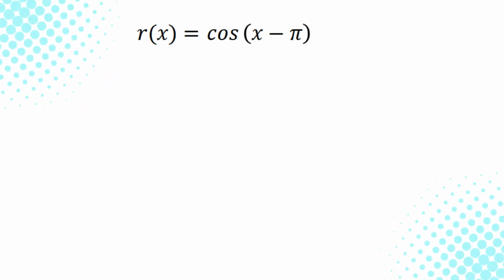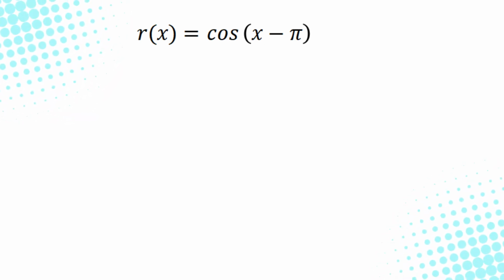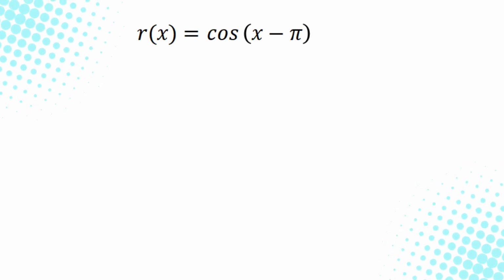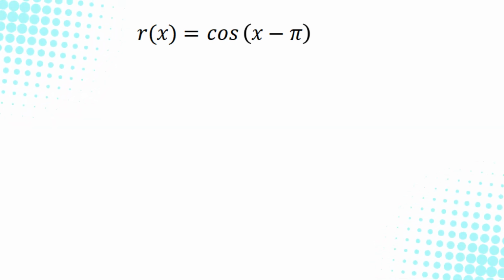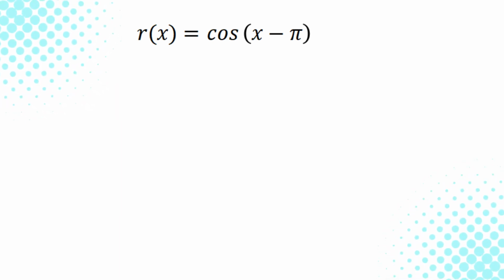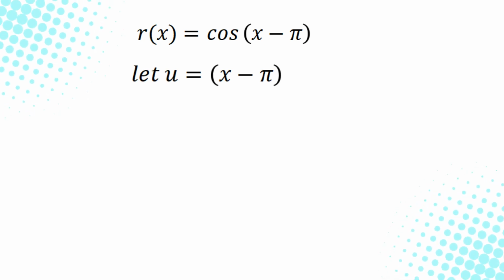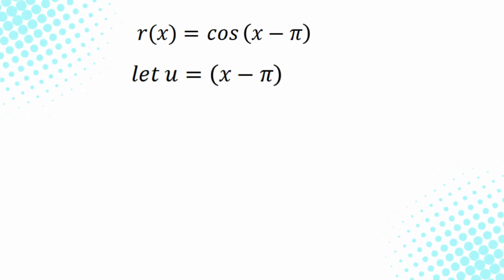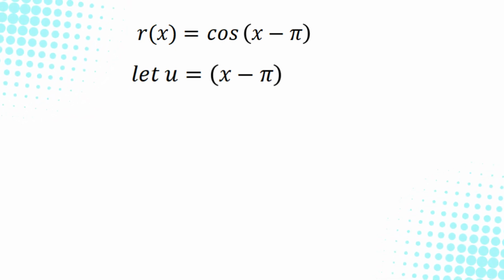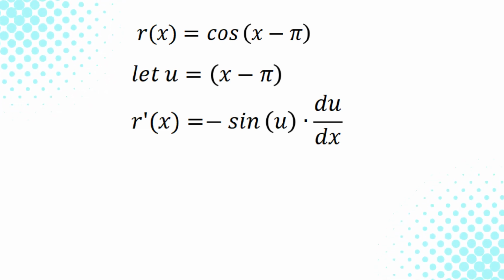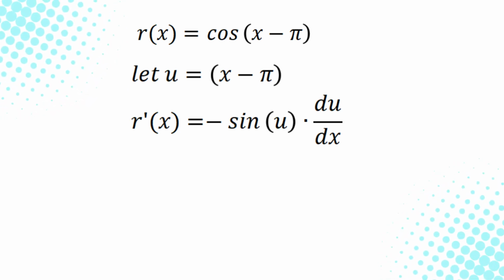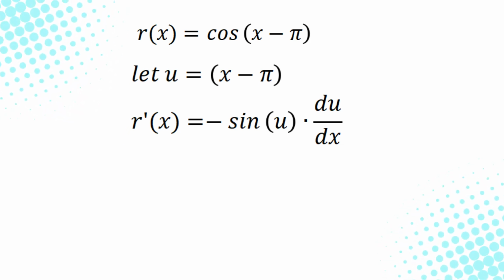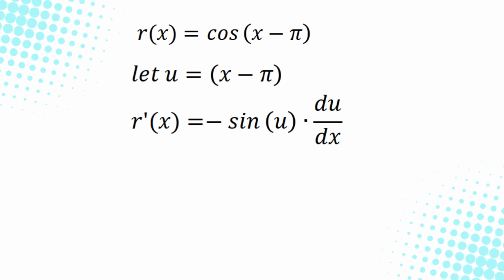Now, if you remember, the derivative of cosine u is negative sine u, and we multiply by the derivative of the inner function. We let u equals x minus pi. The derivative of cosine of a function is negative sine of the function, multiplied by the derivative of the inner function, which is x minus pi.